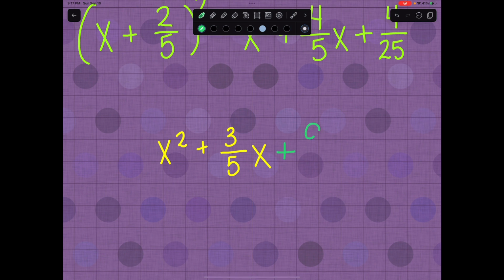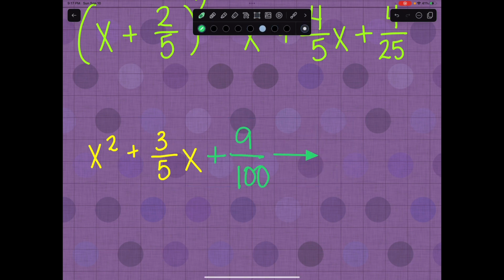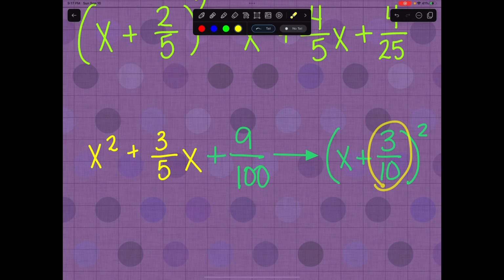So if I add 9/100, now that's going to make it a perfect square for the quadratic equation. And I can go backwards from this perfect square, because this can also be written as x plus 3/10, the quantity squared. We just went backwards. So how did we get that 3/10? It was this before we squared it. Or you can think about it as it was half of this guy. 3/5 times a half.